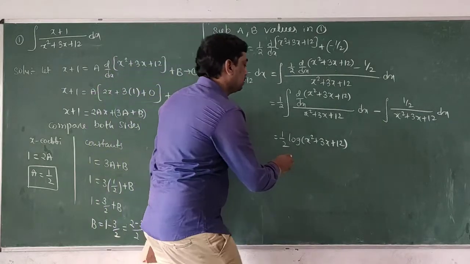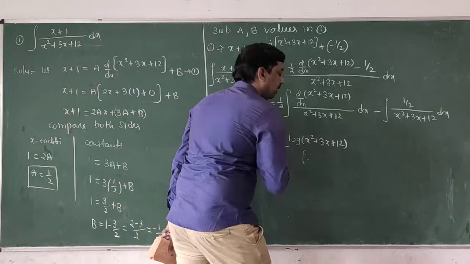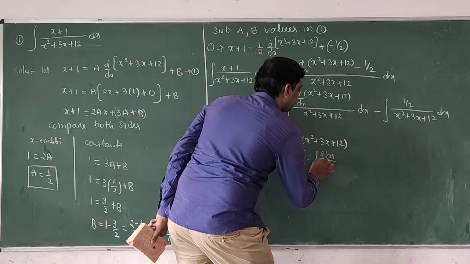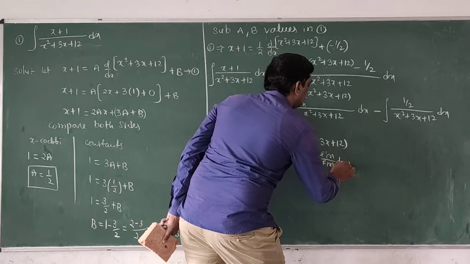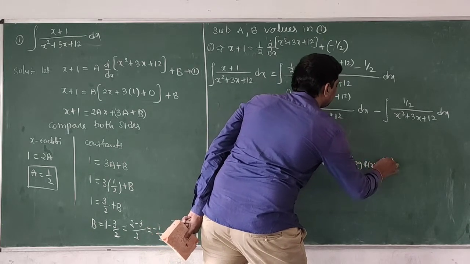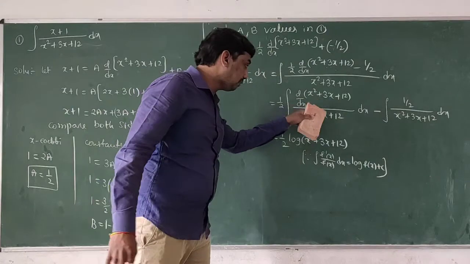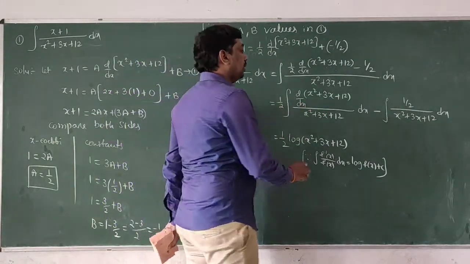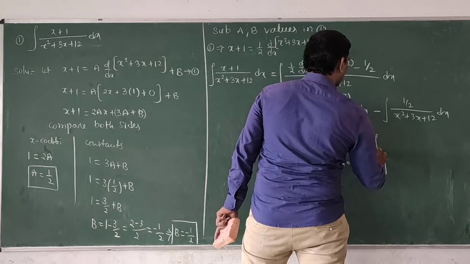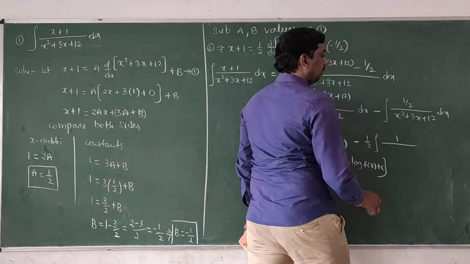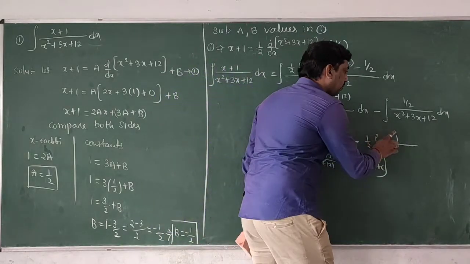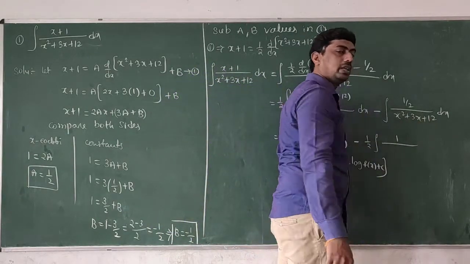Here we use the formula. Since here we have integration of f dash x by f of x dx, the formula for this is log of f of x, plus, okay, for the first term only. Now we go for the second term. In this one, 1 by 2 is constant, into integration of 1 by x square plus 3x plus 12.